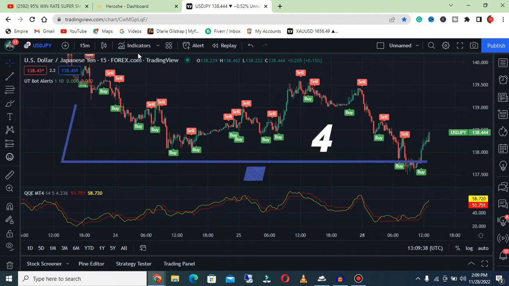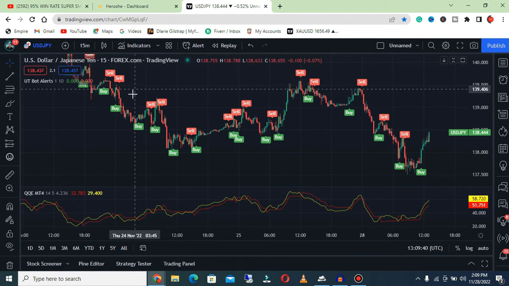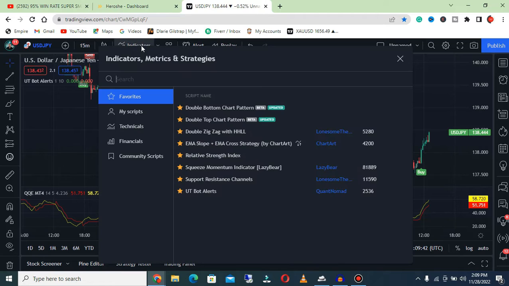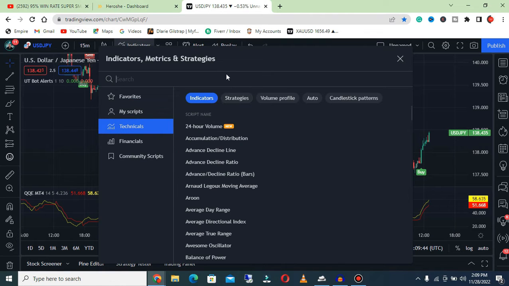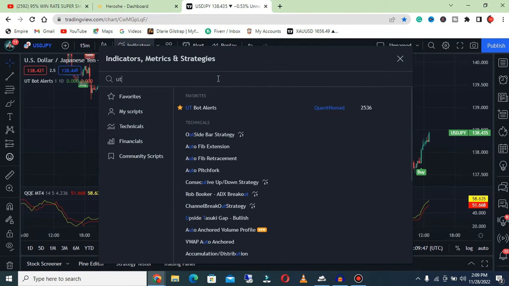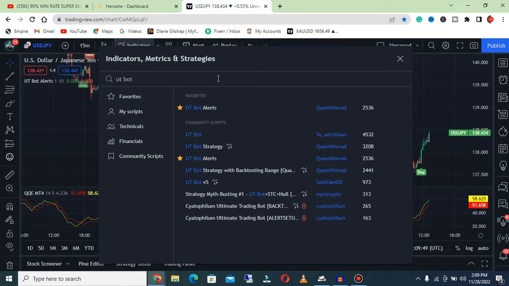All right, so for those of you who don't know where to put this up, just make sure you come on the indicator part here, click on the technicals, and over here you can just write UTBOT. When you write that, we're going to choose this one here. This is the one we're using, UTBOT. This is the only one we're using. So when you click it, you're going to have it appear here.